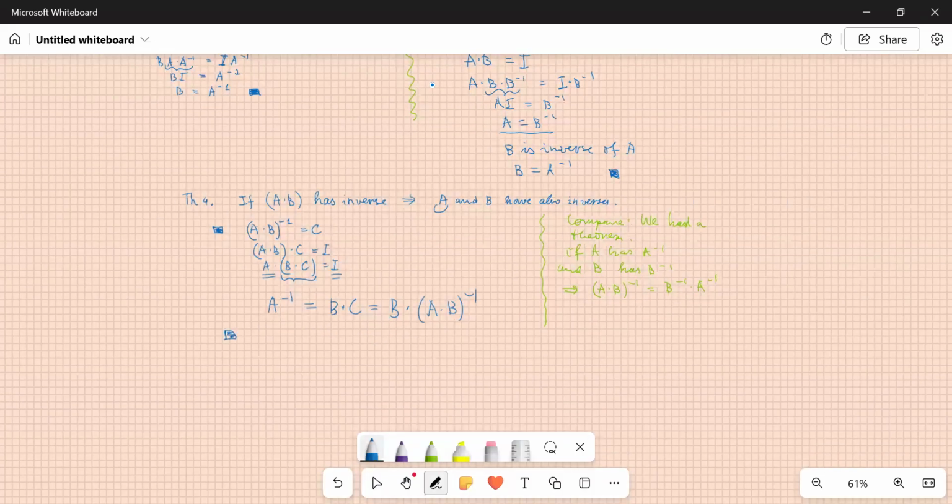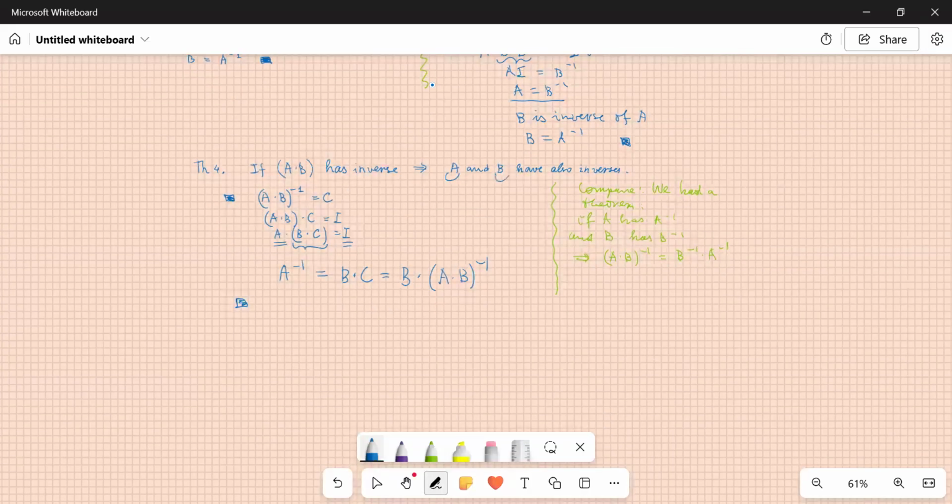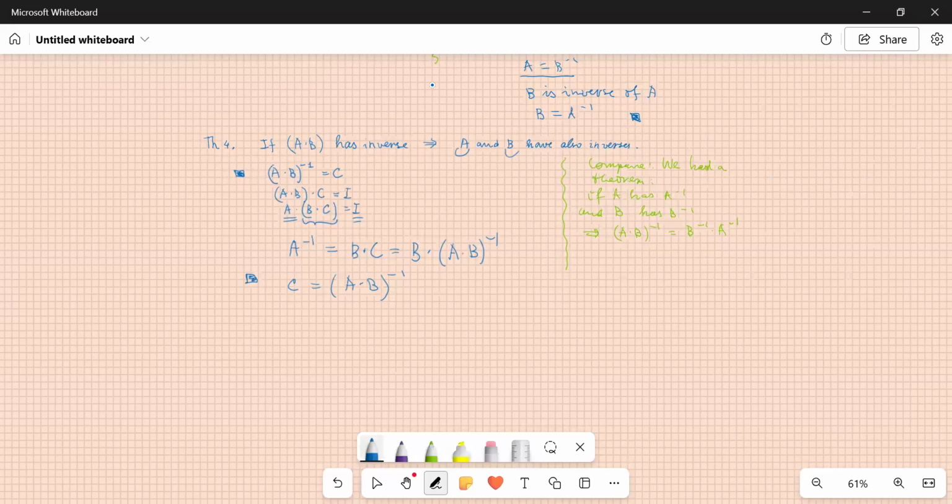The second proof is for B. Now I'm going to prove that B has an inverse. What I'm going to do is start kind of the same way. I'm going to label C equals AB inverse. Now, instead of multiplying C from the right, I'm going to multiply C from the left by AB. Well, this statement is supposed to be true. You have an inverse, which is C, right?